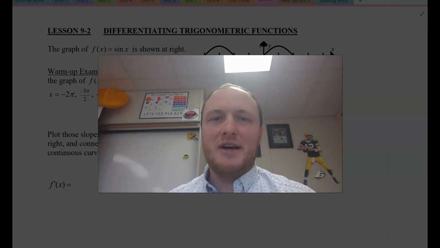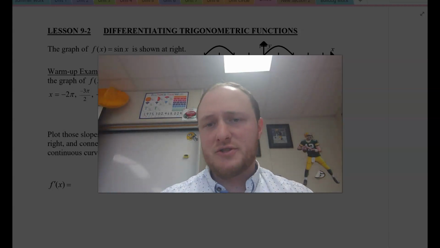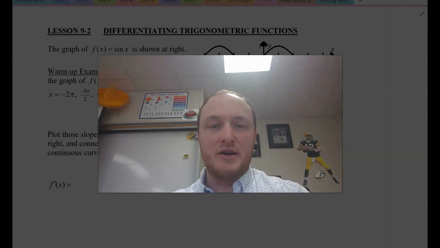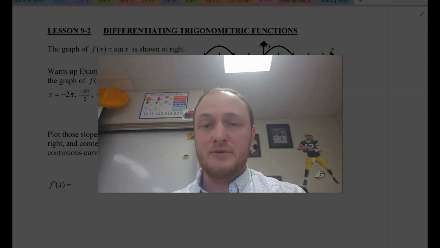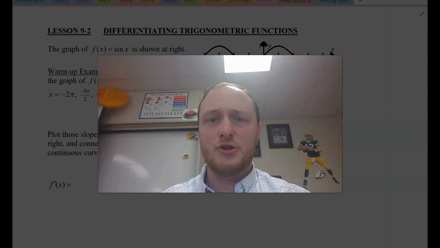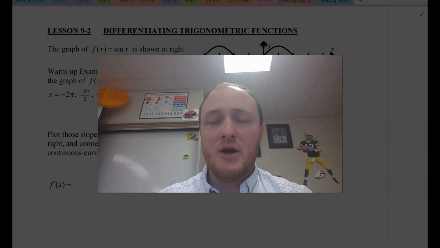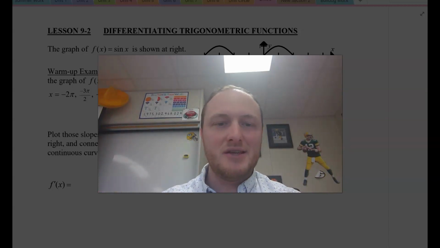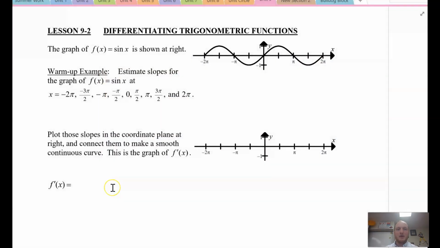We are talking differentiating trig functions. So everything that we've done with derivatives thus far with other types of functions, we're now going to go ahead and introduce with trig. All right, so let's get this topic started by looking at the graph of sine of x at the right.